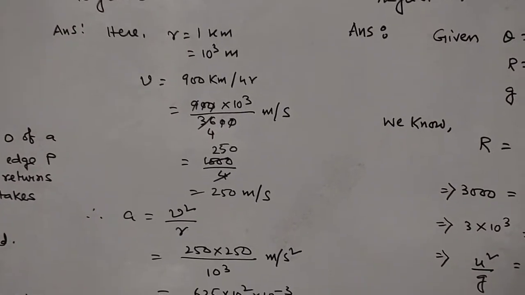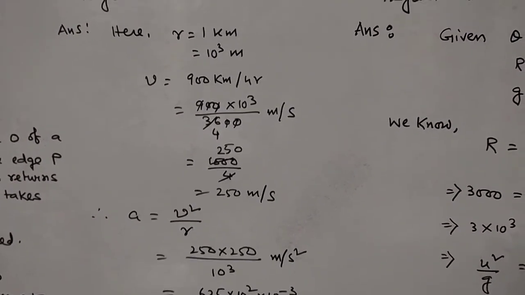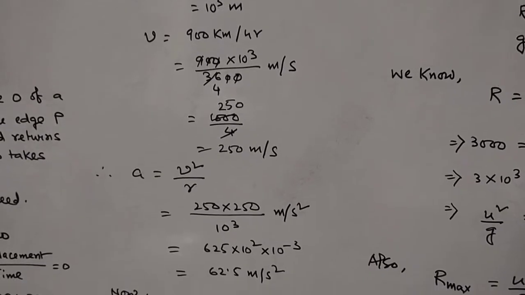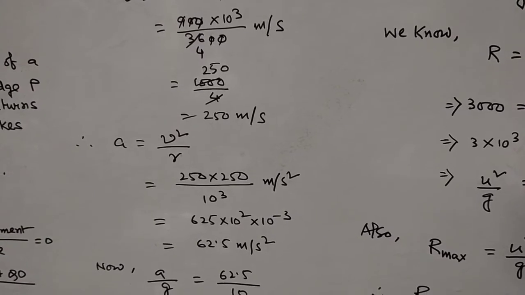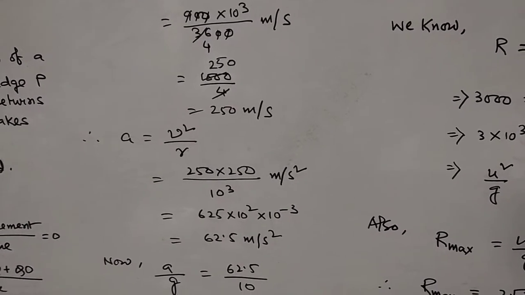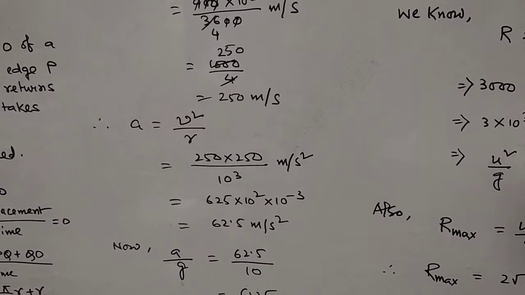So substitute the value: 250 into 250 by radius, which is 10 to the power 3. If you simplify, 625 into 10 to the power 2 into 10 to the power minus 3. So it's 62.5 meter per second square. This is your centripetal acceleration.